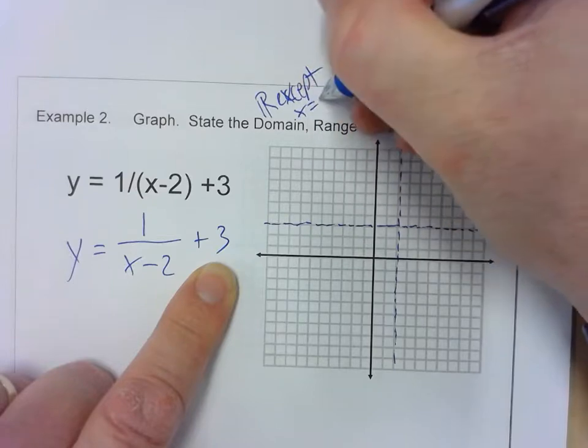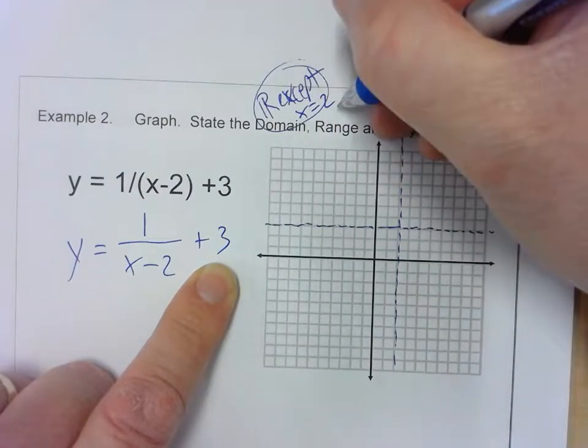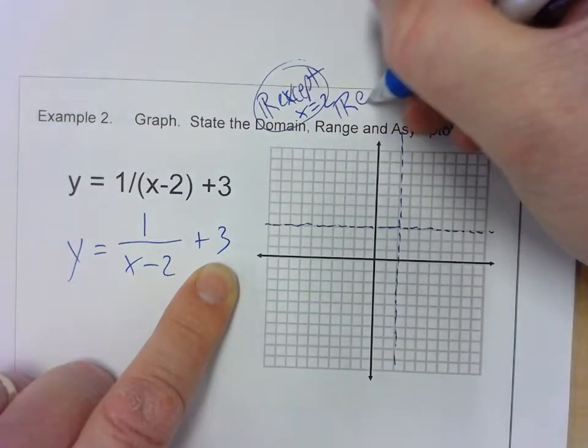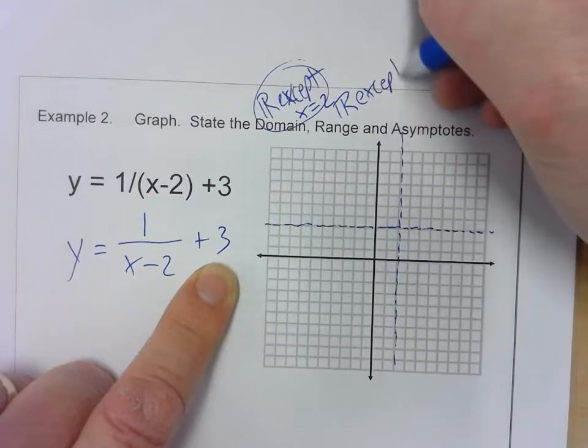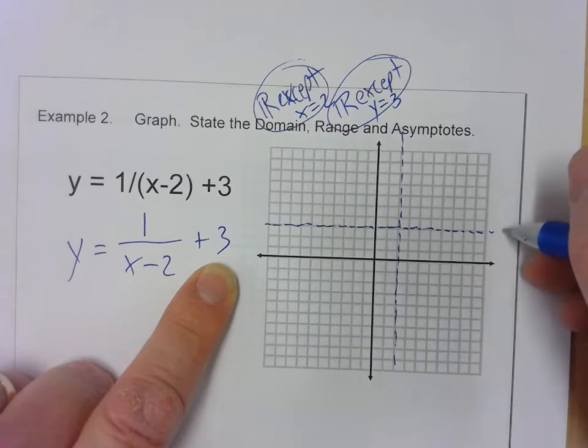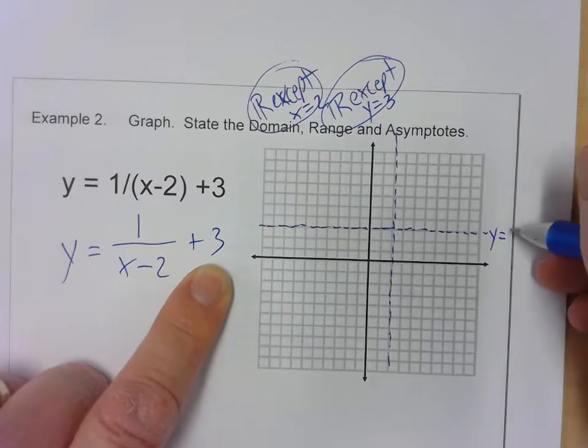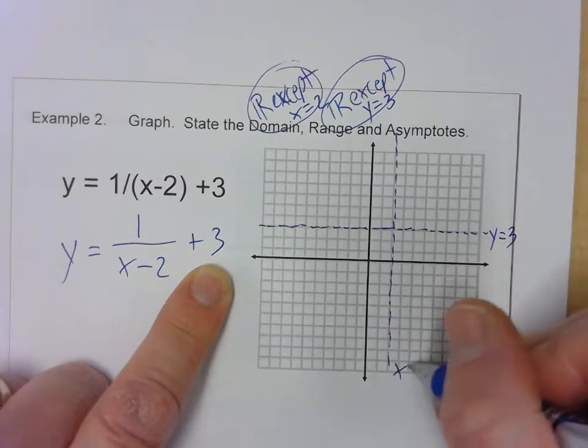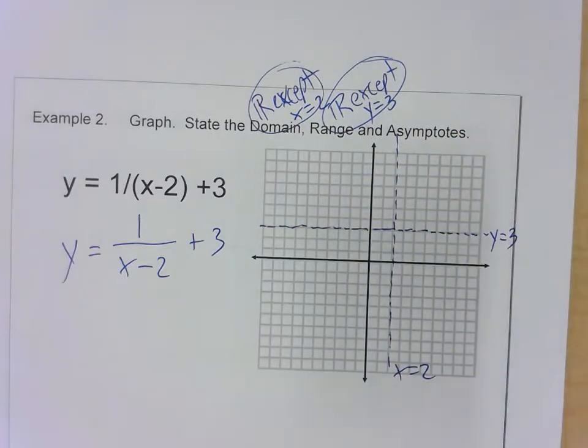So the domain is all real numbers except x equals 2, and then the range is all real numbers except y equals 3. Okay, and then there's my y equals 3 and my x equals 2. Those are my boundaries.